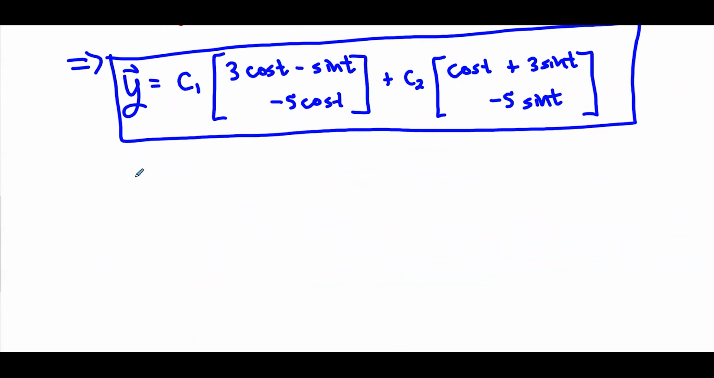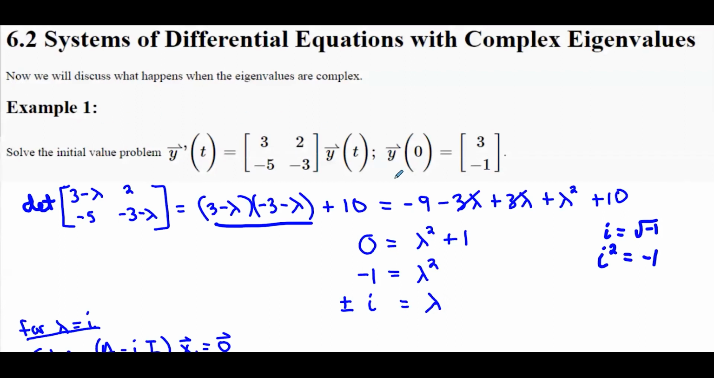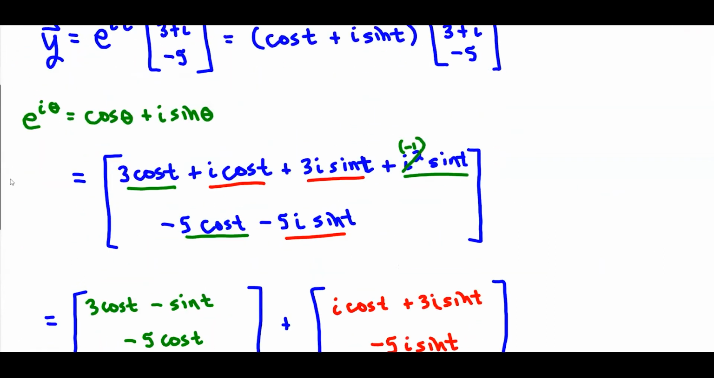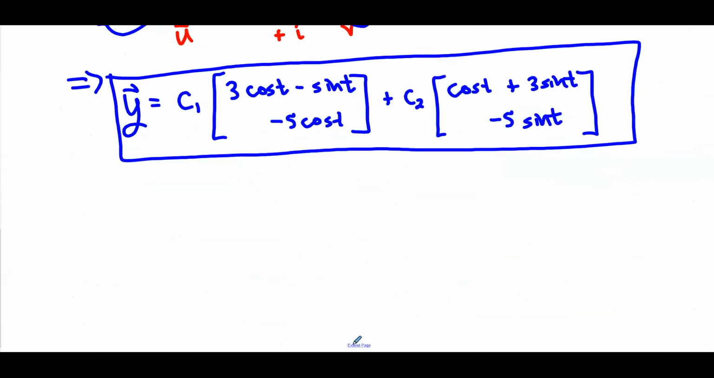All right, so we're actually not done here because this is an initial value problem. So let's go back to the original problem. What's the initial value? We're given that y of 0 is 3, negative 1. And this 0 is t, right? We're going to let t be equal to 0, and then we're going to set it equal to 3, negative 1. So we're going to solve for these constants here.